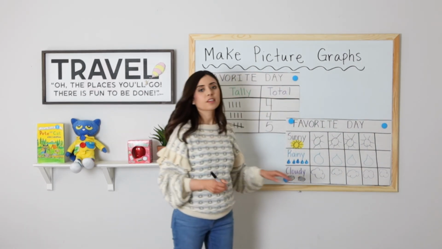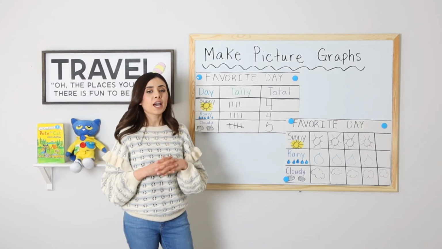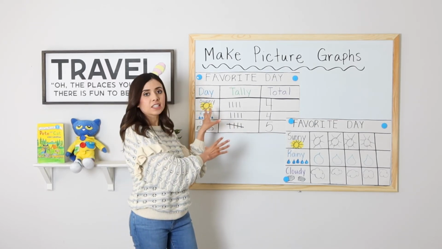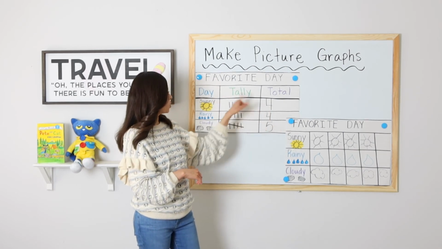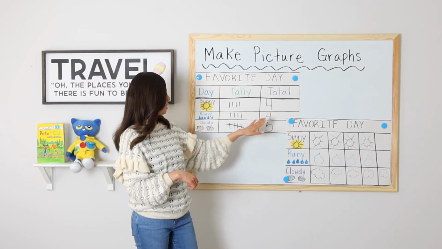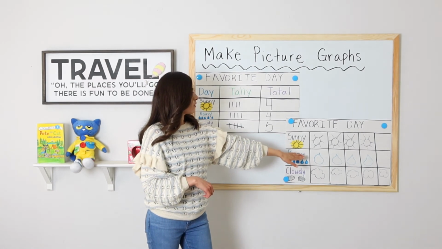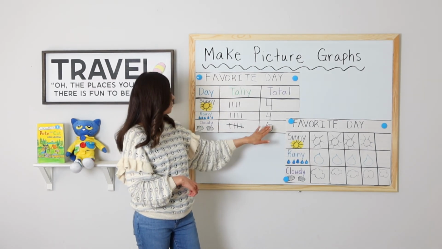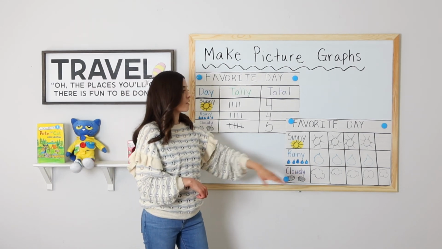5. Very good. So just as I did with the last 2 examples, I moved over the data in my tally chart over to my picture graph. 4 students chose a sunny day, so I drew 4 suns. 4 students chose a rainy day, so I drew 4 raindrops. 5 students chose a cloudy day, so I drew 5 clouds.